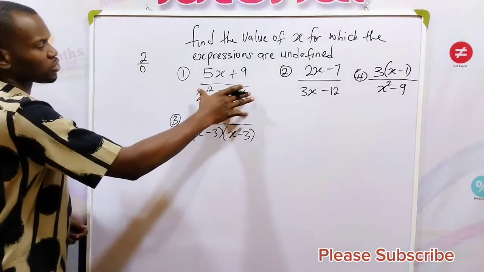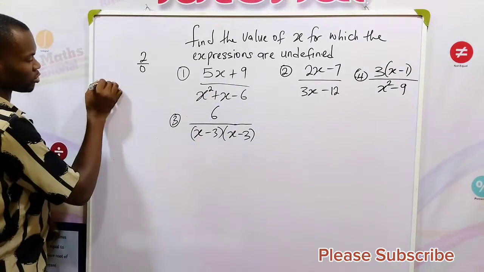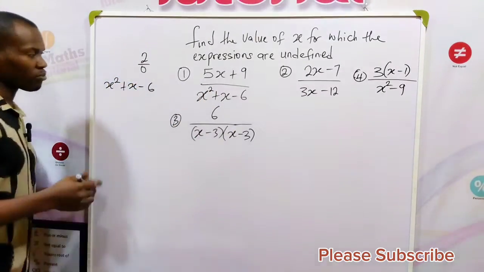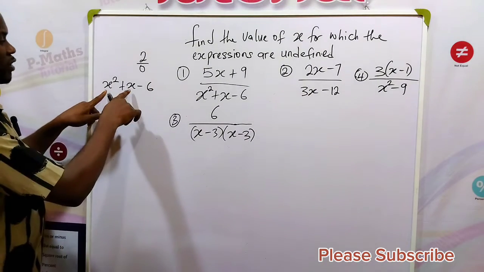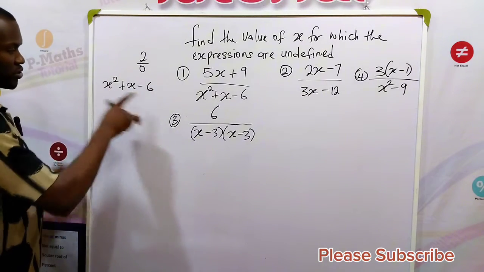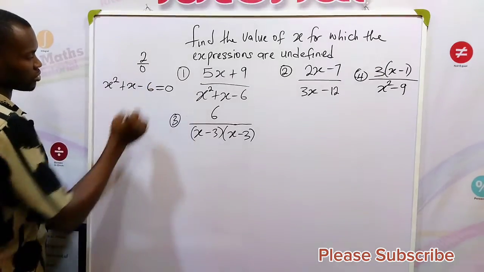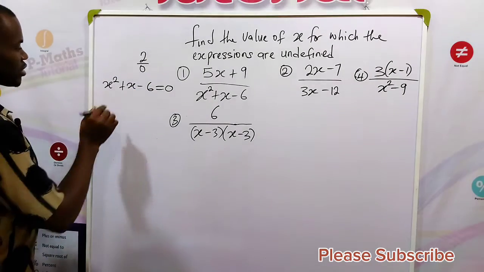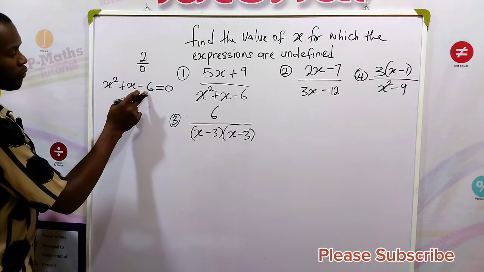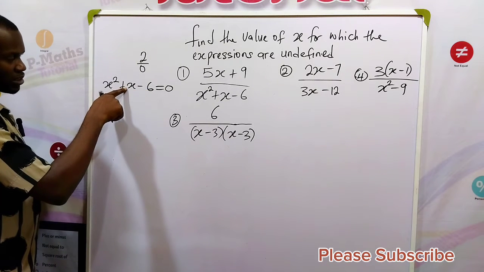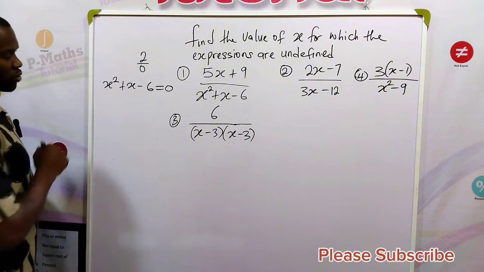All right. So what you need to do is to take the denominator, x squared plus x minus 6. Find the values of x, the values you can substitute into x so that this equation becomes a 0. I will equate it to 0. Then let's factorize. To factorize, we have our product as negative 6 and our sum as positive 1. That is the coefficient of x.